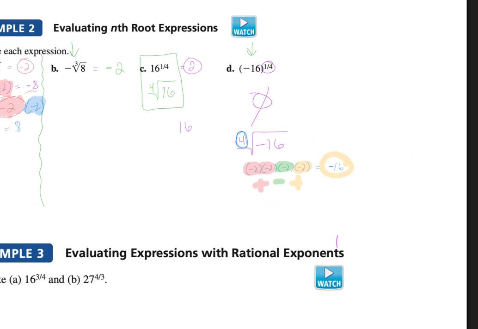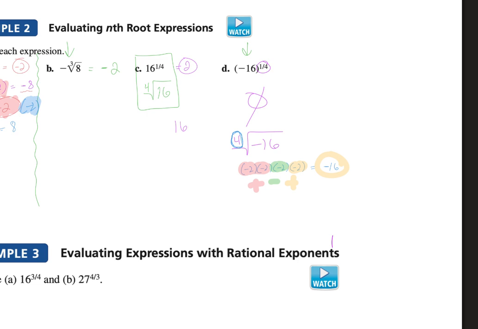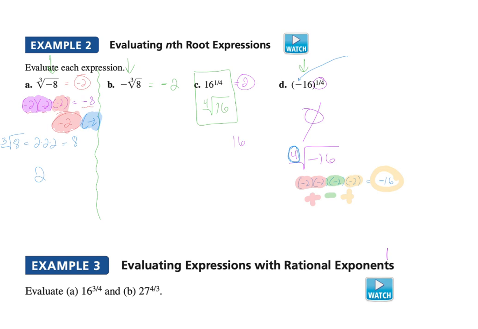Well, we couldn't do that because of the order of operations. This negative is on the inside of the exponent. Now, if it were on the outside, like right here, that would be okay. So, for example, if it was -16 to the 1/4 power, that's easy. That's -2, because this negative was outside to begin with.